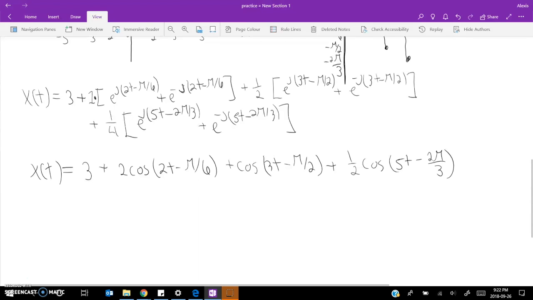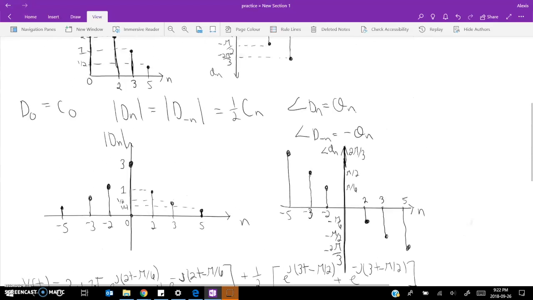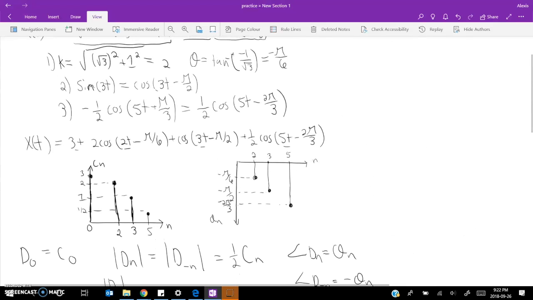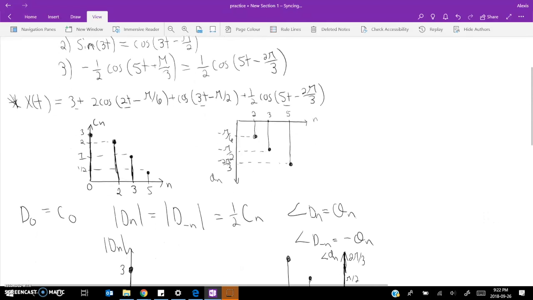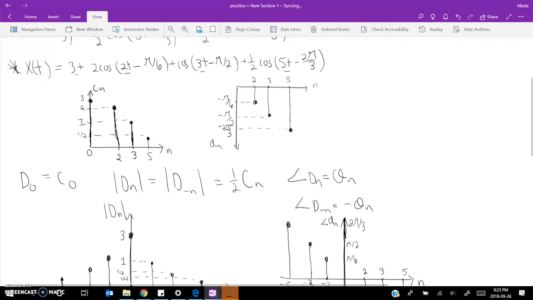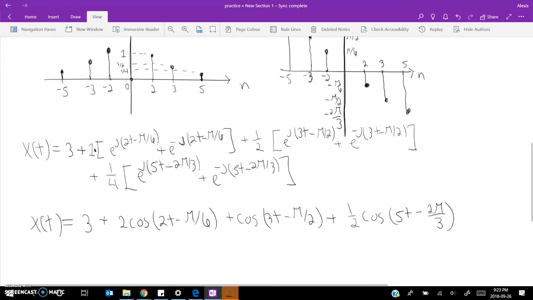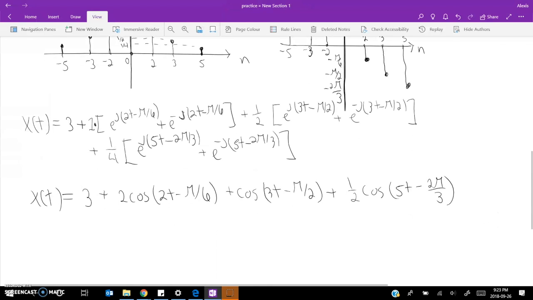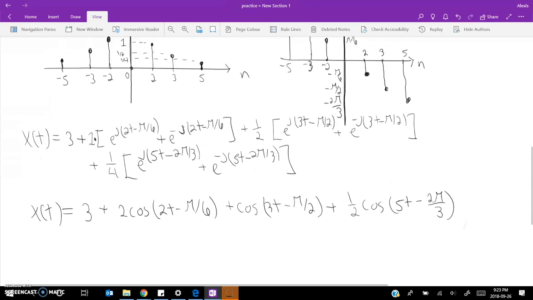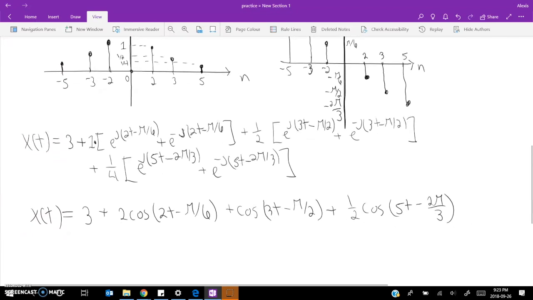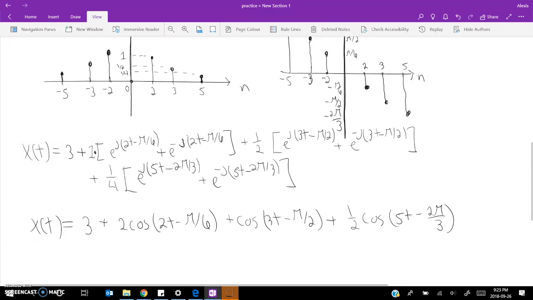And if we look at this final resulting signal and we compare it to our signal right here, we can see that we have the same values. So we just showed that they are equivalent whether they are in the exponential Fourier series form or in the traditional x of t expressed in terms of cosines. And this is our final solution for problem number 2.